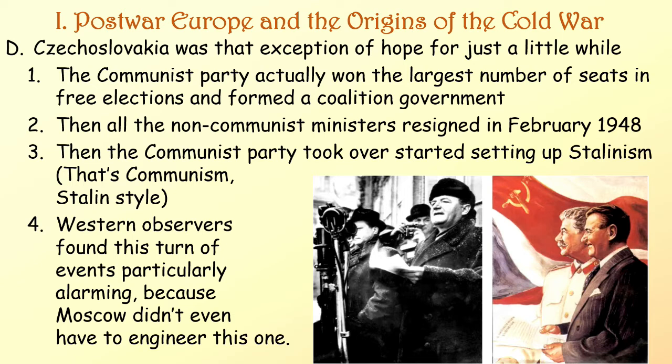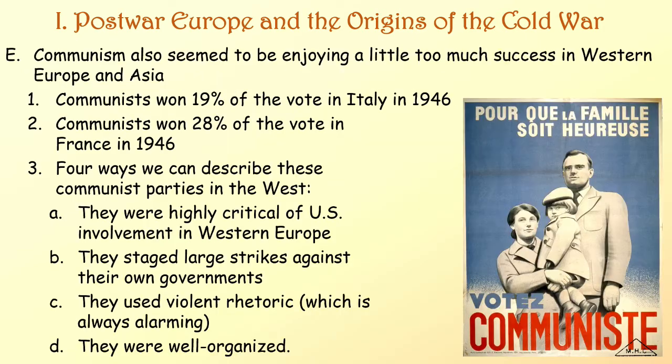Czechoslovakia was that exception of hope for just a little while. The Communist Party actually won the largest number of seats in free elections and formed a coalition government. Then all the non-communist ministers resigned in February 1948. And then the Communist Party took over and started setting up Stalinism. That's communism, Stalin style. Western observers found this turn of events particularly alarming because Moscow didn't even have to engineer this one. This was done completely in-house.